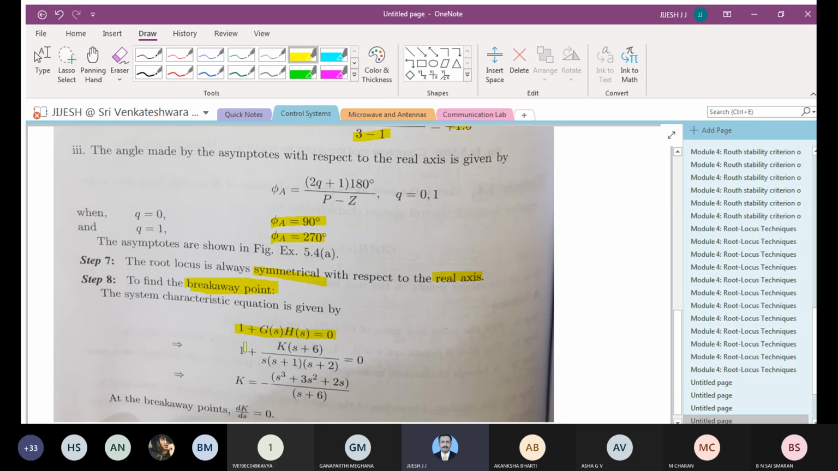So we get 1 plus g of s h of s is equal to 0. You write it as 1 plus k into s plus 6 divided by s into s plus 1 into s plus 2. You simplify that, k is equal to minus of s cube plus 3s square plus 2s by s plus 6. So you have to find out the breakaway point. You have to take differentiation of that. That is dk by ds is equal to 0.